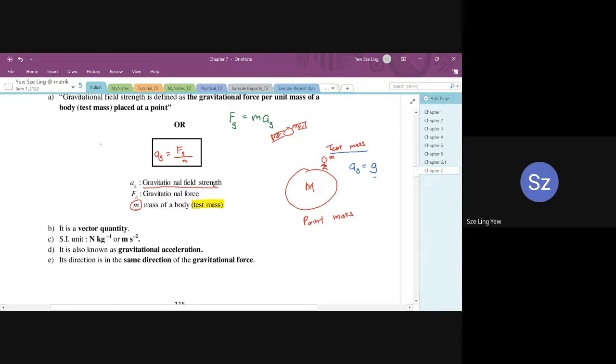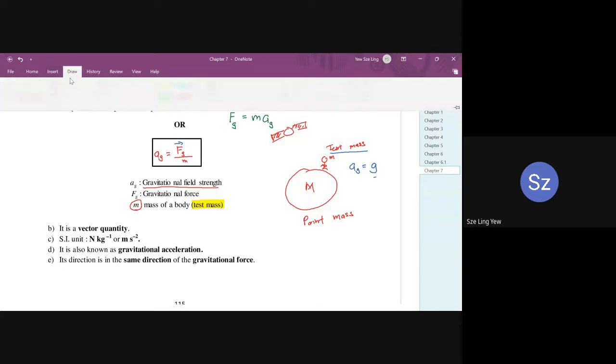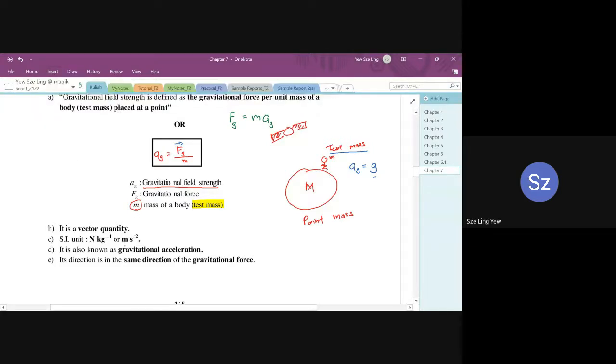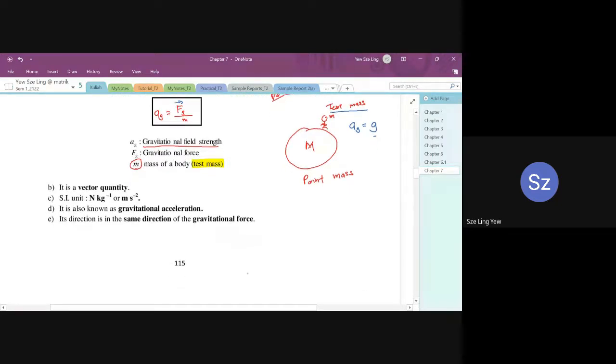Since gravitational force is a vector quantity, and gravitational field strength is also a vector quantity, because now you use a vector quantity divided by a scalar quantity, therefore ag is also a vector quantity. So what is the unit? The unit is just m s^-2, same as your acceleration. So it is also known as gravitational acceleration. But most of the time, the question will call it gravitational field strength. Its direction is in the same direction as the gravitational force. So it is an attractive force.